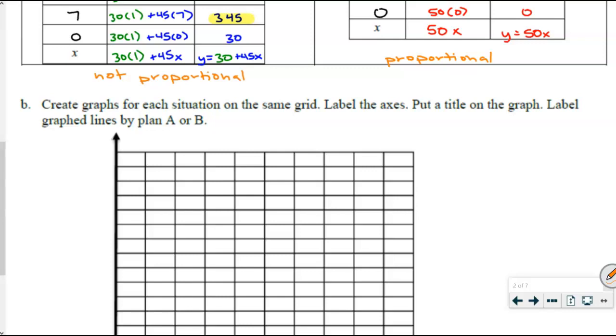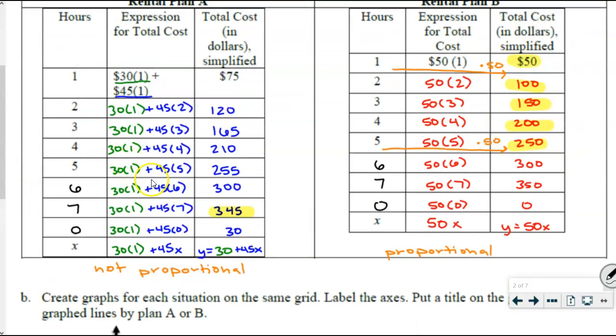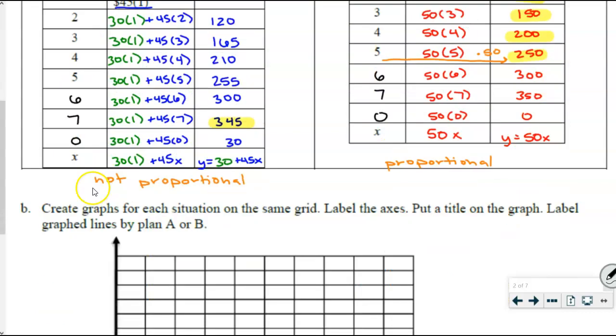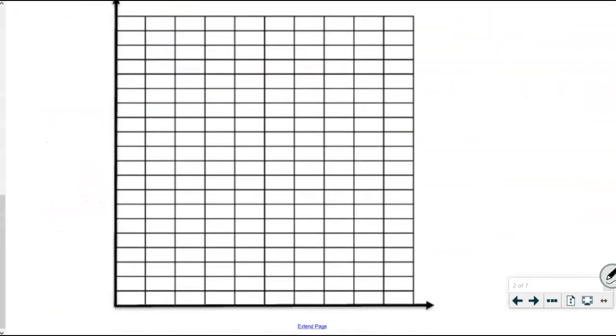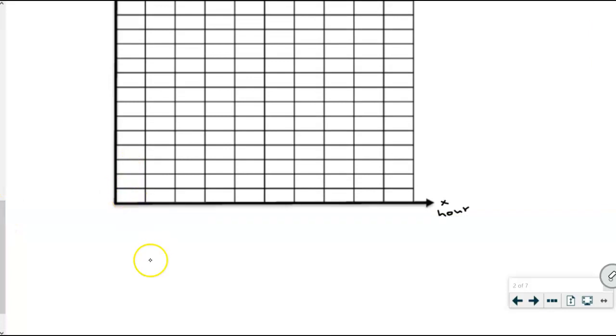Along the x-axis, I'm going to be measuring hours. How do I know I'm measuring hours? Here's the x, in the hours column, right? That first column is always going to be our X. So here's our X-axis where we are measuring hours, and I'm going to scale. That means I'm going to count by ones. So each one of these grid lines here is 1 hour.